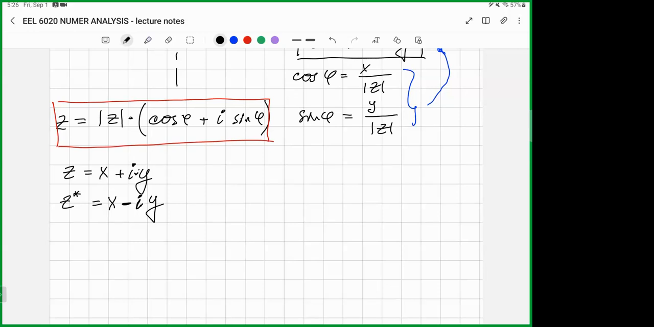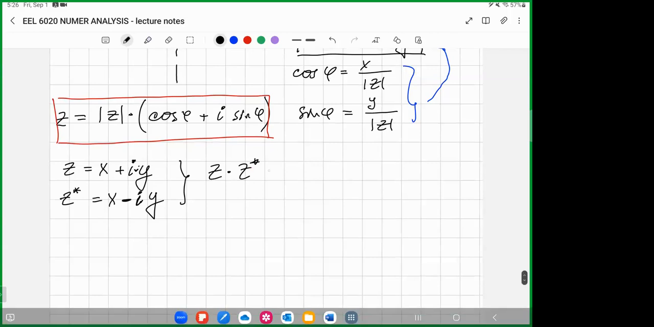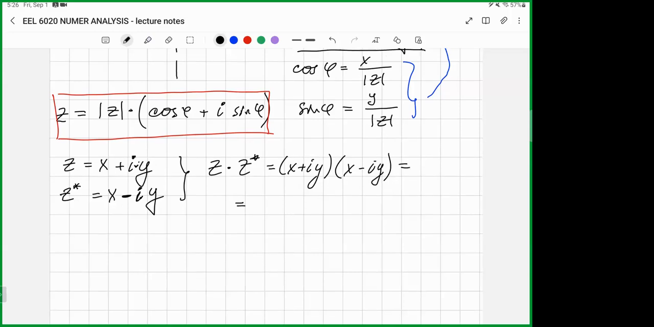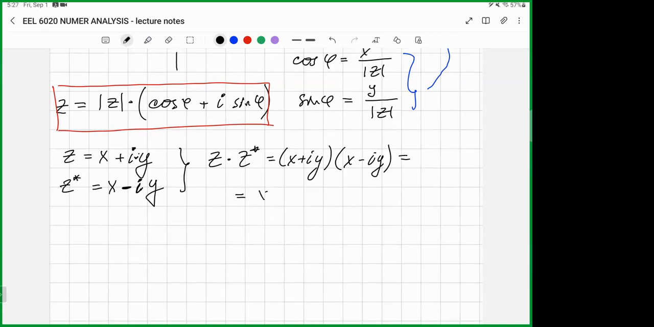But for now, for this part, let's consider a product of the two. So let's consider the product of z times z star, right? So what is it? It is x plus iy times x minus iy. Okay, so it's equal to x squared minus (iy) squared, which is equal to x squared plus y squared.